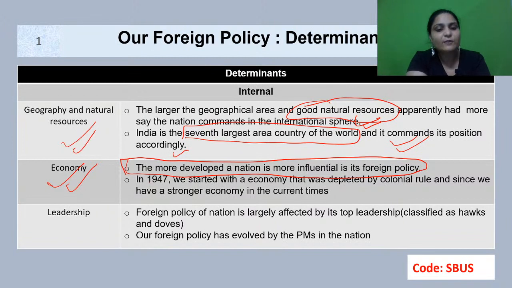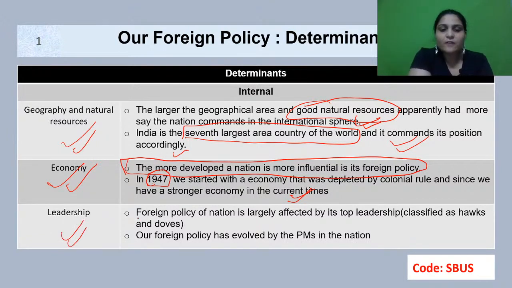So when in 1947 we started, our economy was completely depleted and destroyed by the colonial rule. But since then, we have actually bettered ourselves, and I just told you the numbers. We are the third largest economy by purchasing power parity. We are one of the fastest growing economies. If you minus the current coronavirus crisis, when the entire world is going down, we have been doing fairly well up till now. Leadership.